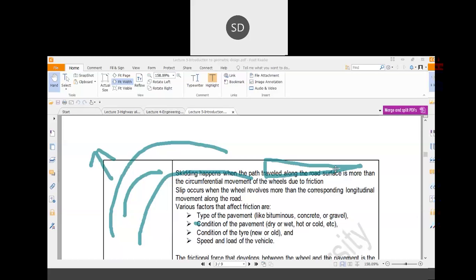You got my point? Yes, sir. Okay, we will go for the detailed analysis of this in the next portions. All these things are included in the geometric design chapter, so one by one we will get to know about all these phenomena.